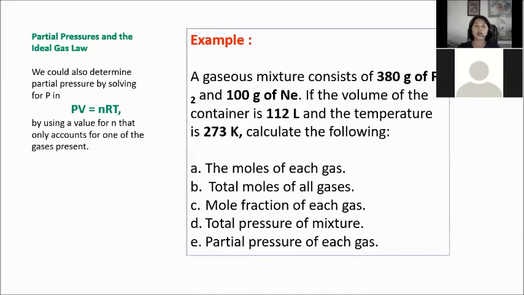Okay, so next, a gaseous mixture consists of 380 grams of fluorine gas and 100 grams of neon. If the volume of the container is 112 liters and the temperature is 273 Kelvin, calculate the following: moles of each gas, total moles of all gases, mole fraction of each gas, total pressure of the mixture, and partial pressure of each gas.